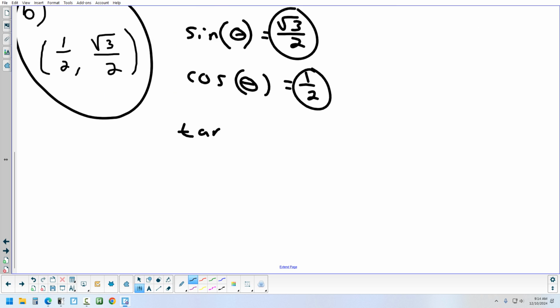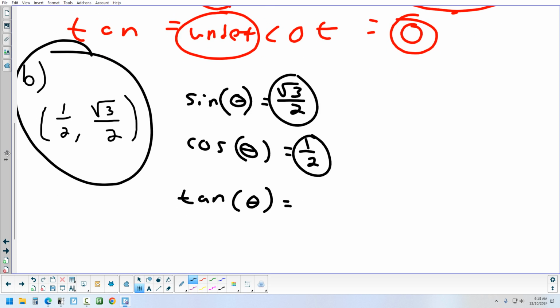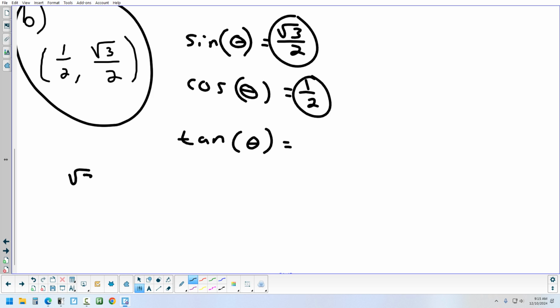Now, tangent. When we do tangent, it is a fraction. Can somebody remind me what goes on top for tangent? Yeah, Holly? Y, and then what goes on the bottom? X, perfect. So y on the top, x on the bottom.